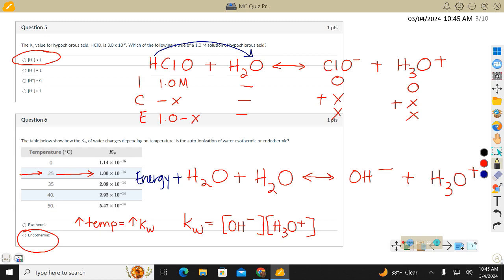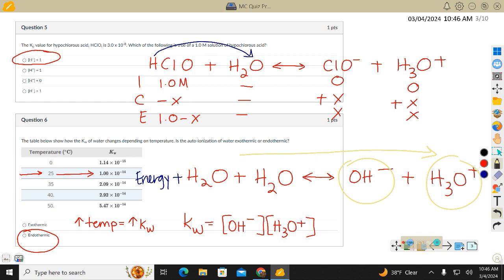Kw, they tell you in the packet, is a product of those two ion concentrations. It's the hydronium and the hydroxide. But if Kw is increasing at higher temperatures, it must mean that this is shifting more forward at higher temperatures, that these concentrations are increasing. That's how my Kw gets larger.